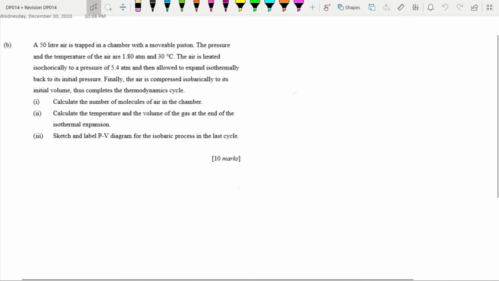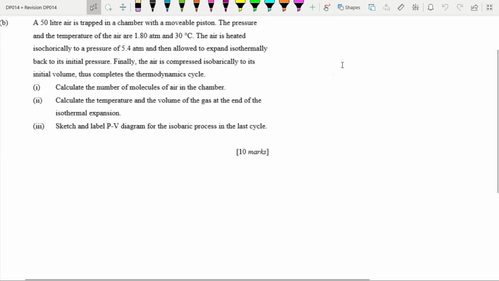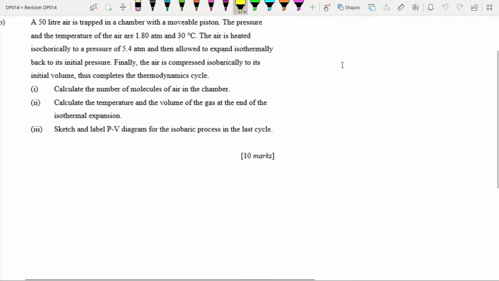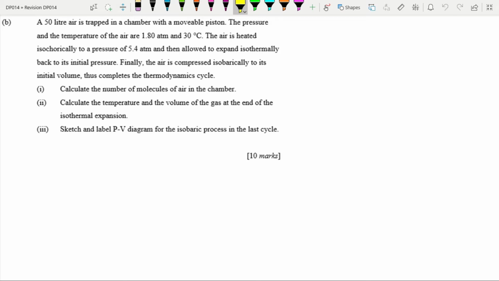Okay, so soalan ni panjang sikit dan total markah di atas 10. So soal chapter 8 ni antara chapter yang senang sebab dia banyak guna formula saja, dan formula pun banyak diberi dalam kat depan lah dalam exam paper. Alright, so untuk question 7B, so given in the question is 50 liter of air, that is a volume, is trapped in a chamber with a movable piston.